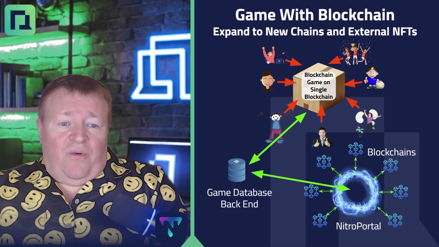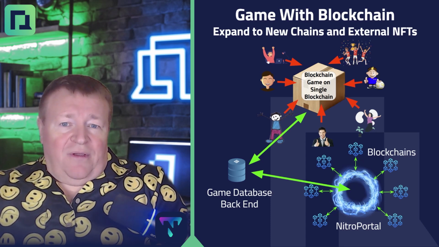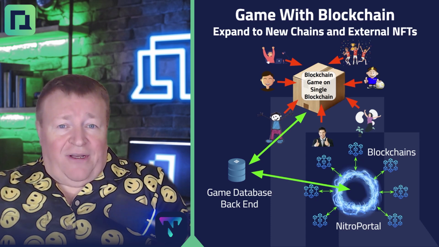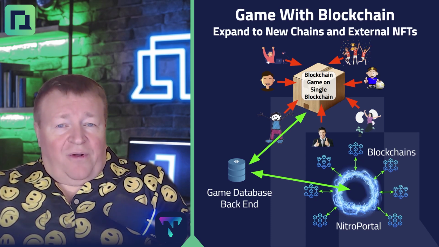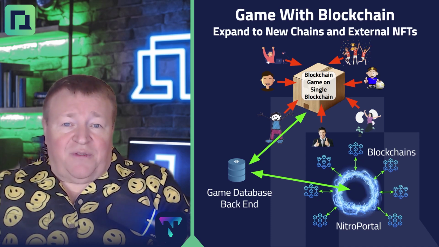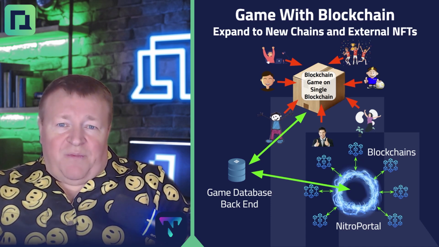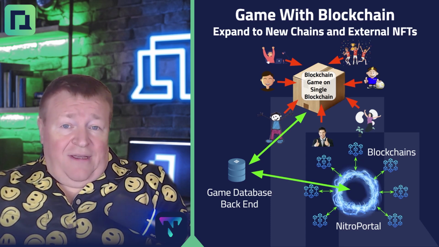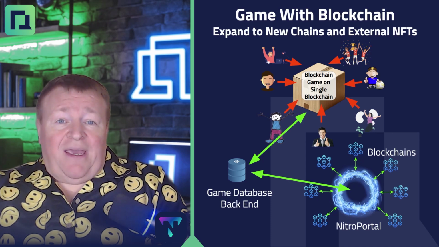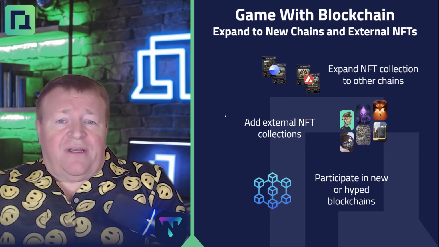Now you could take an actual Web 3 game, so I have a blockchain game that's on a single blockchain, and integrate the portal on the back end without changing your blockchain integration at all. It doesn't touch your blockchain integration, but you can integrate Nitro Portal on the back end, and now you have access to all of the blockchains that Nitro Portal supports, which is any EVM compatible chain. Not only can you use those blockchains, but you can use the NFT collections on those blockchains. So you can use partner NFTs, or you can even expand your existing NFT collection to other chains.